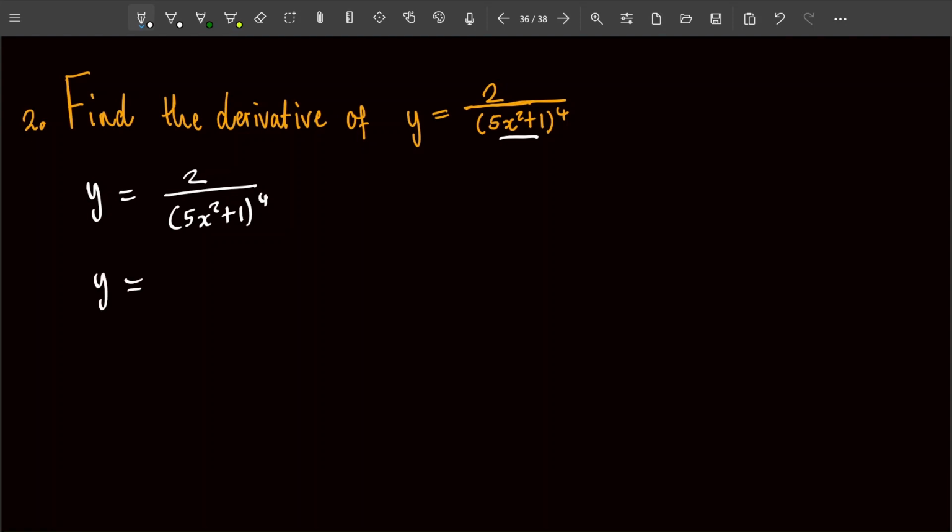I'll rewrite my y. y will be equal to 2 multiplying what now? 5x squared plus 1 is now to the power of negative 4. Okay, remember 2 was at the top, so you don't write it as a fraction. It's just going to be a whole number, 2, then multiplying whatever, that stuff. You should know how to do this. It's in the videos on prerequisite knowledge, indices. So you can go and check.